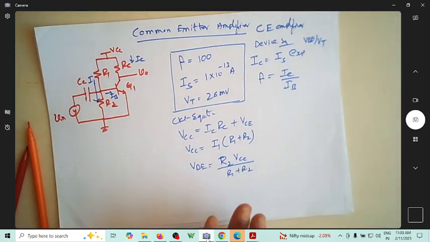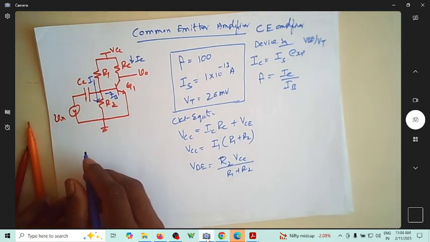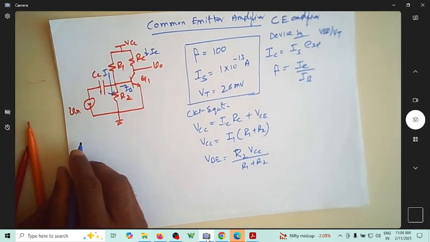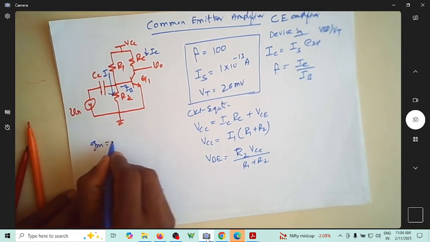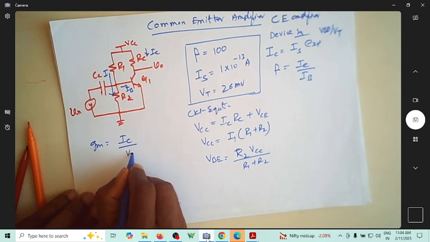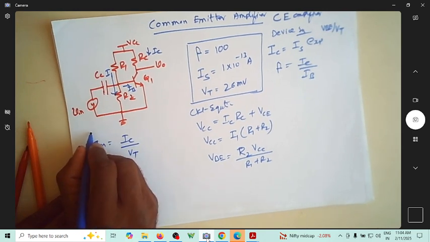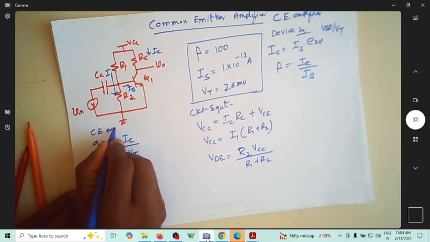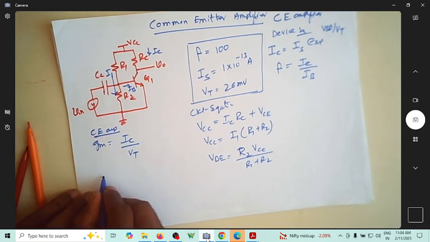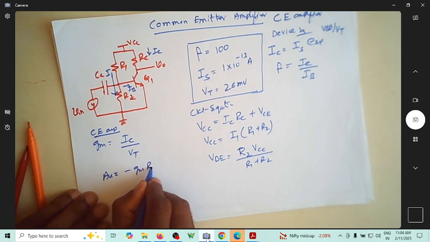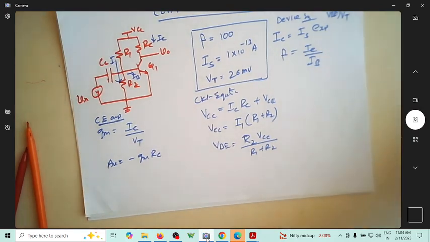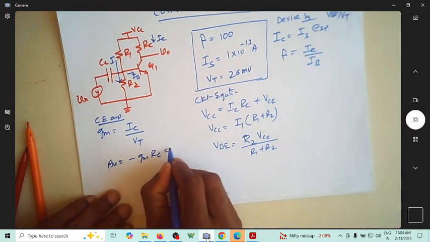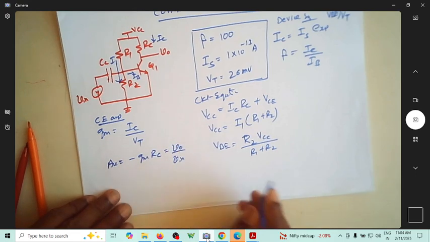With these, of course, we have the CE amplifier expressions as gm is equal to IC by VT. This is for the CE amplifier. And we have the gain AV is equal to minus gm into RC. And what else do we have? Okay, we have this other expression, which is nothing but V naught by V.